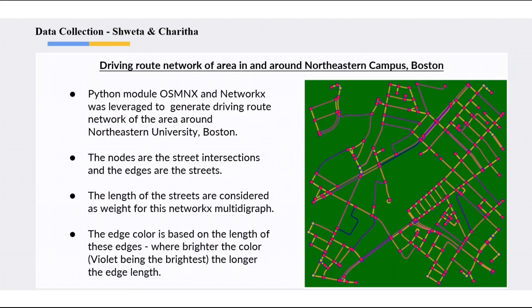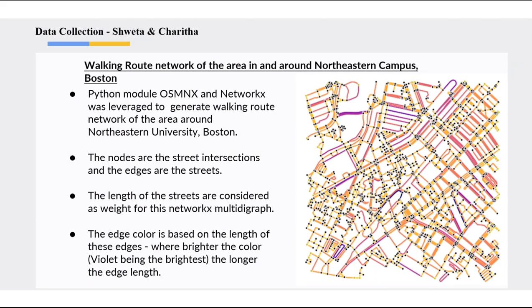These edges have been color coordinated, as you can see, where deeper colors are the ones with the longer length and light colors like yellow are the shorter length. This graph which you are seeing on screen is the walking route of the area of the Northeastern campus and around it. We will use this graph for calculating the walking distance from the parking space to the final destination, while the previous graph was used to calculate the driving route distance from the driver's location to the parking space.